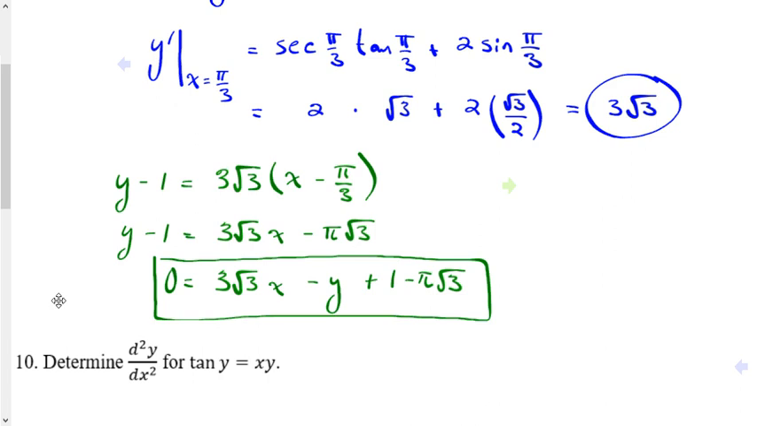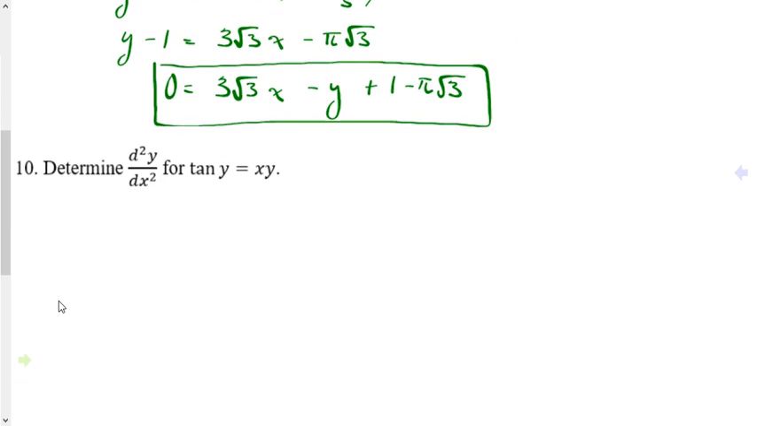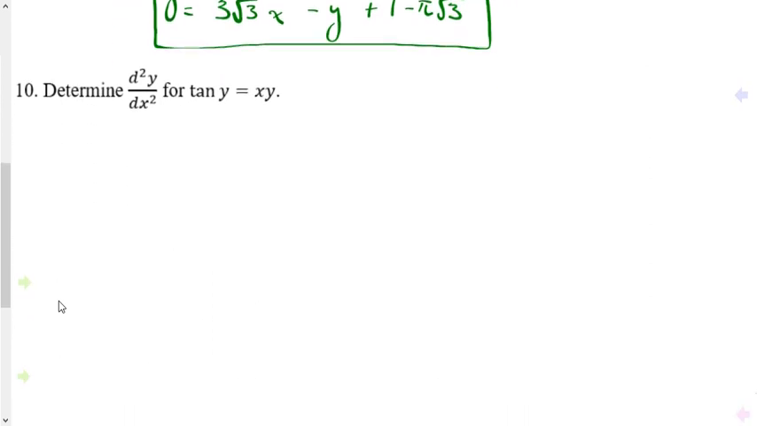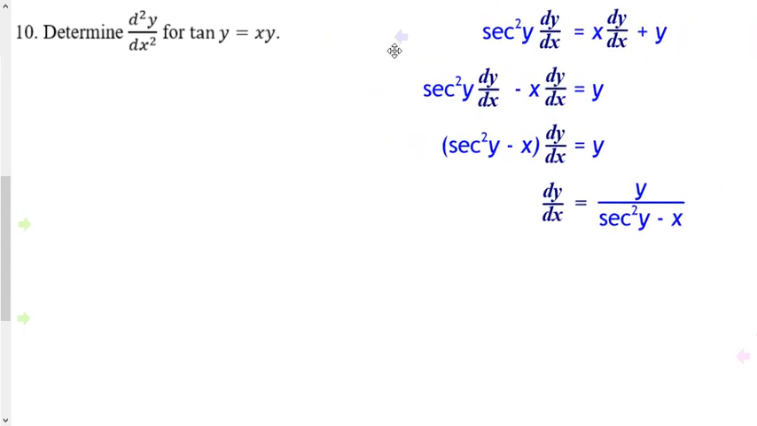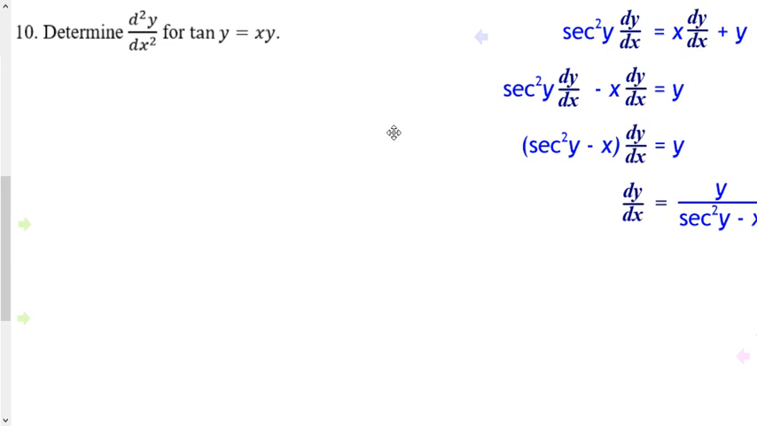Question number 10. We want a second derivative. So here is my work for the first derivative. Derivative of tangent y is secant squared y times the derivative of the inside function, which is y, so that's times dy/dx. And on the right-hand side, product rule, similar to a previous question we did.